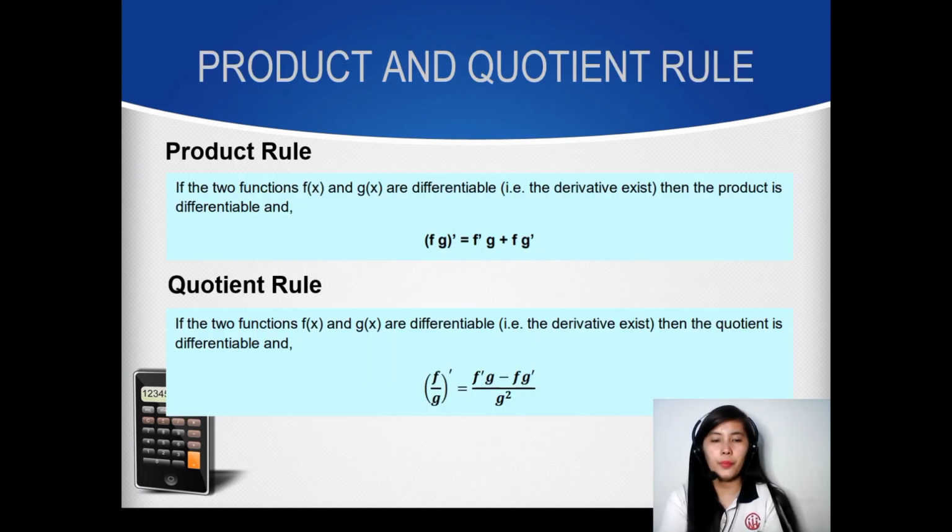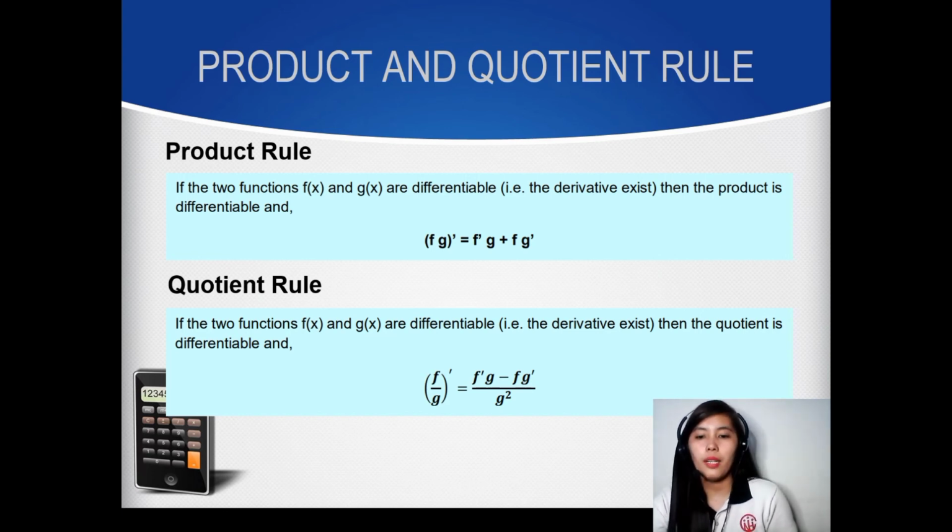Then let's proceed with the product and quotient rule. Product rule: if the two functions f of x and g of x are differentiable, or the derivative exists, then the product is differentiable and f multiplied by g, prime, is equal to f prime g plus f g prime. Then for the quotient rule, if the two functions f of x and g of x are differentiable, then the quotient is differentiable and f over g, prime, is equal to f prime g minus f g prime over g squared.